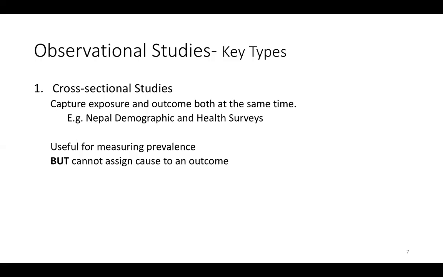To begin with, cross-sectional studies. These capture exposure and outcome both at the same time, also called a snapshot. An example is the Nepal Demographic and Health Surveys, which are carried out every 5 years in Nepal. Similar health surveys are carried out in many countries across the world. They are useful for measuring prevalence. But such studies cannot assign cause to an outcome.